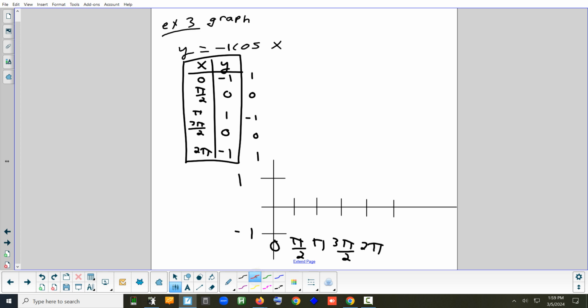All right, let's plot our points. At 0, we're at -1. Pi over 2, we're at 0. Then 1, 0, and back to -1. And that would keep going on. If you had to draw more cycles, just repeat that pattern. All right. Any questions on that?